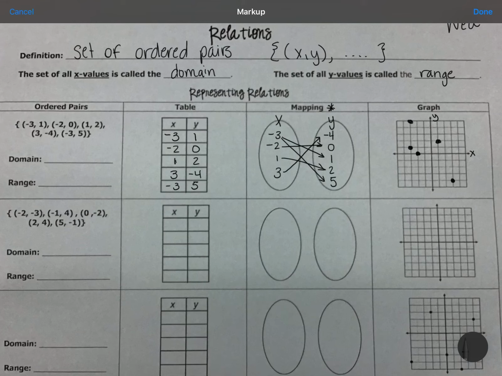Now, let's talk about domain and range. Domain are your X values. We don't list any repeaters, and we also generally list those from smallest to largest. So I look at my mapping bubble, and I pull out my numbers from my mapping. So I basically take this, and I write it over there.